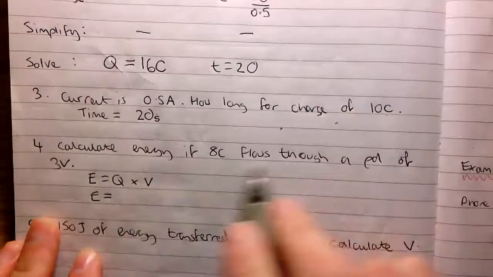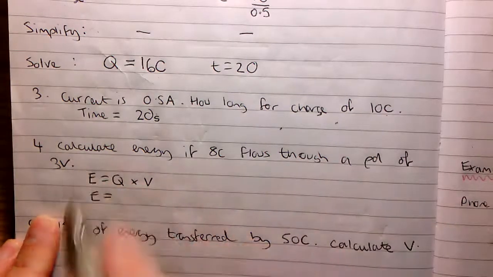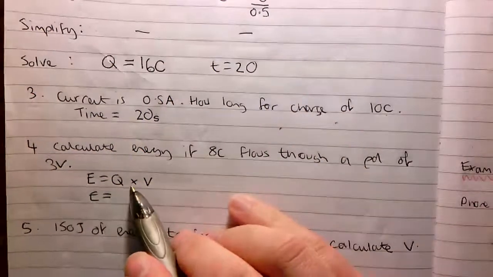Next one was number 4. Calculate energy if 8 coulombs of charge flow through a potential difference of 3 volts. This time we're going to use a different equation we've been introduced to. We've got E equals Q multiplied by V.